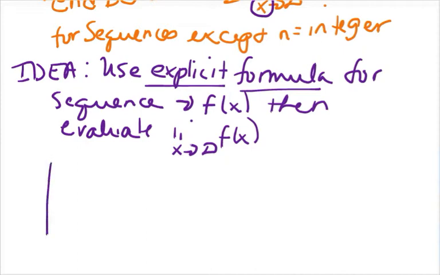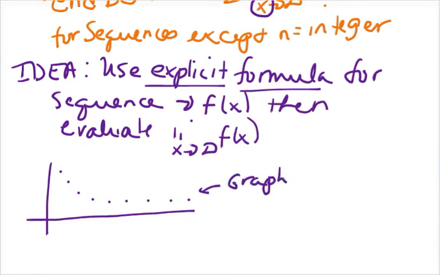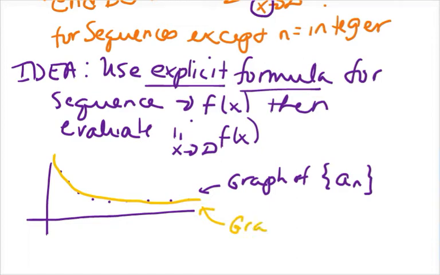So, if you graph a sequence, it's going to be a bunch of points, right? And say that's your sequence. Well, that may be the graph of some sequence. Okay? Well, the graph of the function, that's the graph of f of x.